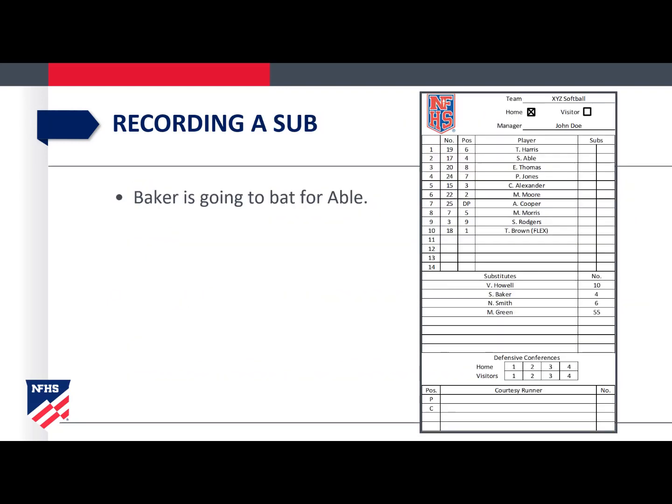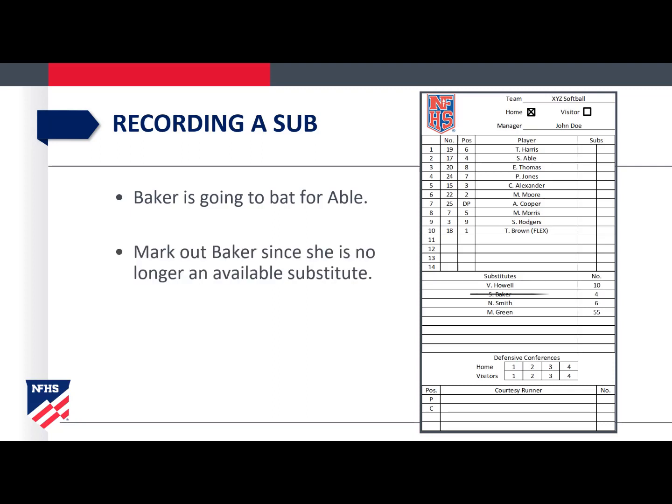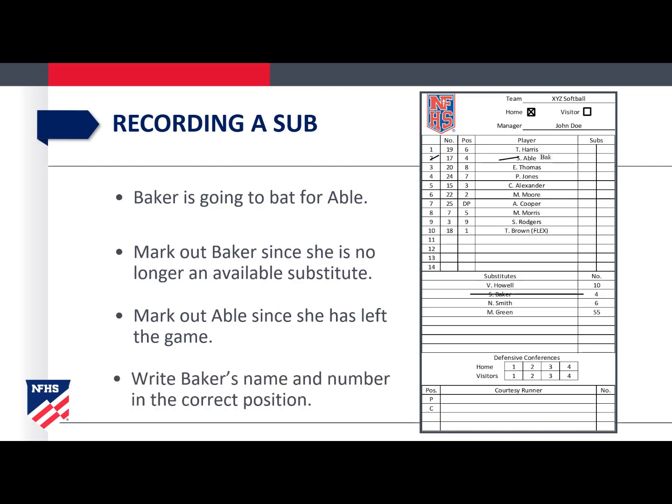So now let's record a sub. Baker, who is a sub, is going to bat for Abel, who is in the number 2 spot. Mark out Baker, since she is no longer an available substitute. Mark out Abel, since she has left the game. And write Baker's name and number in the correct position, the 2 spot.